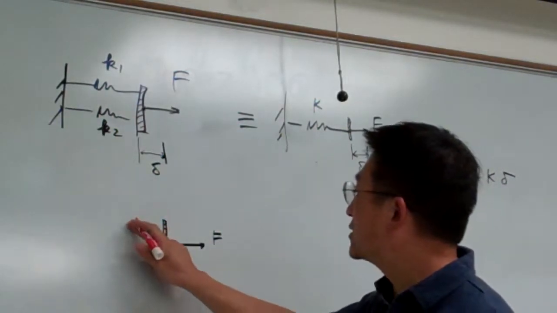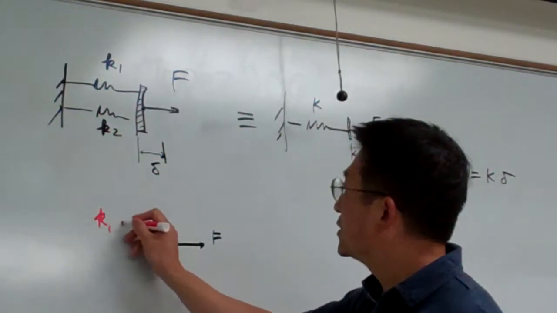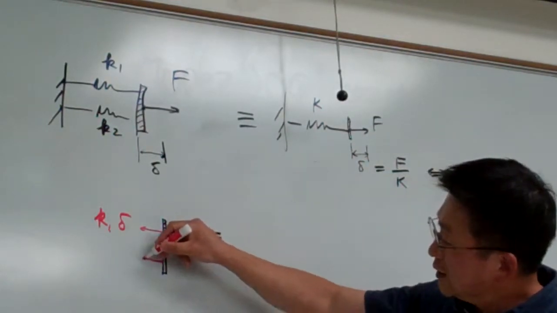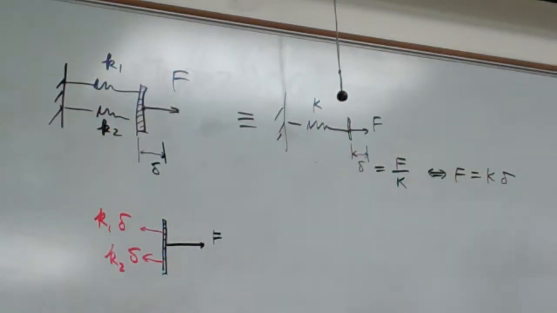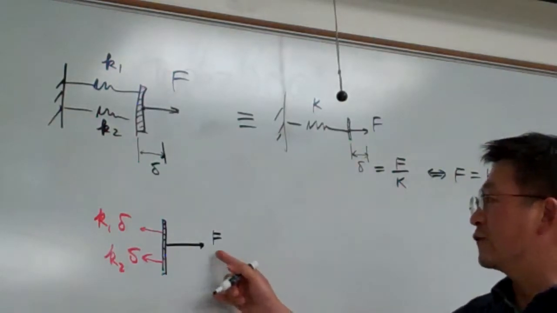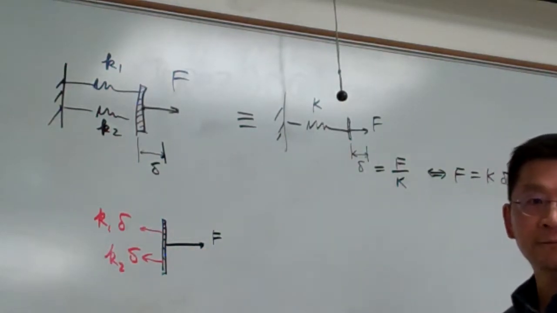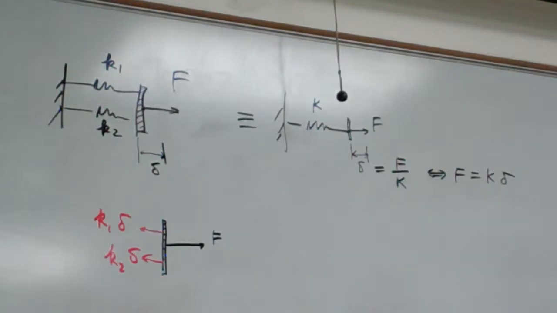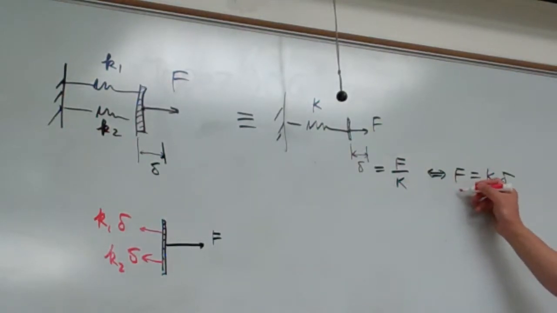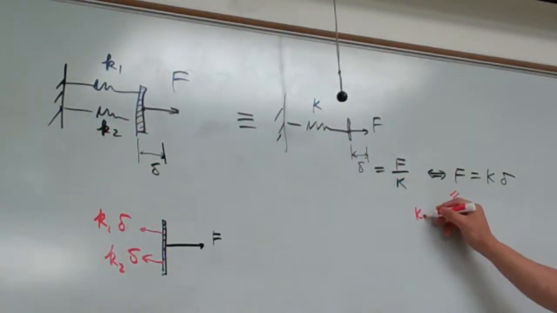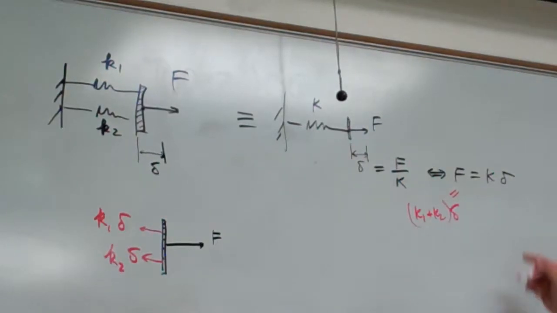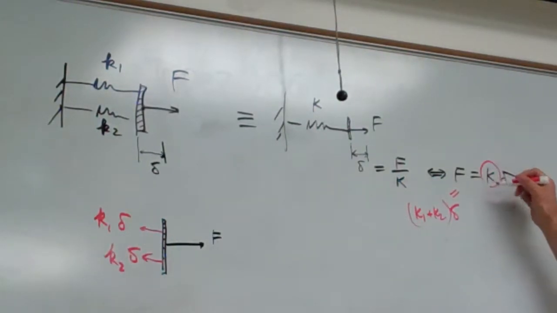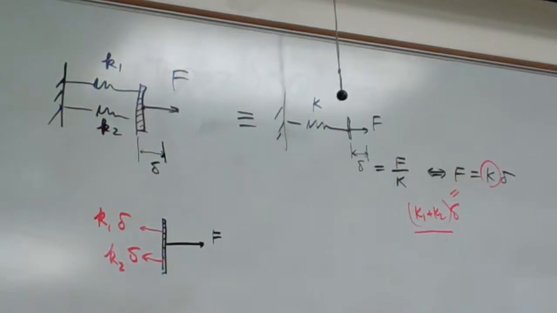Okay, so in this case, the magnitude is equal to K1 times delta. Similarly, the second spring is K2 times delta. Everything here is in equilibrium. So by force equilibrium, F equals K1 plus K2 times delta. From this, you can compare that K is simply equal to K1 plus K2. And that's the reason.